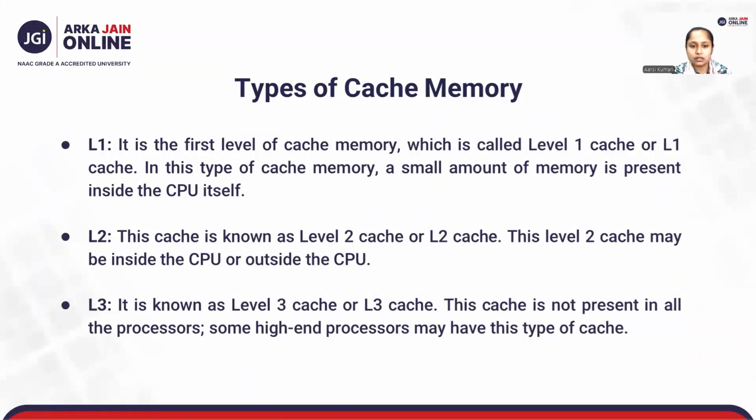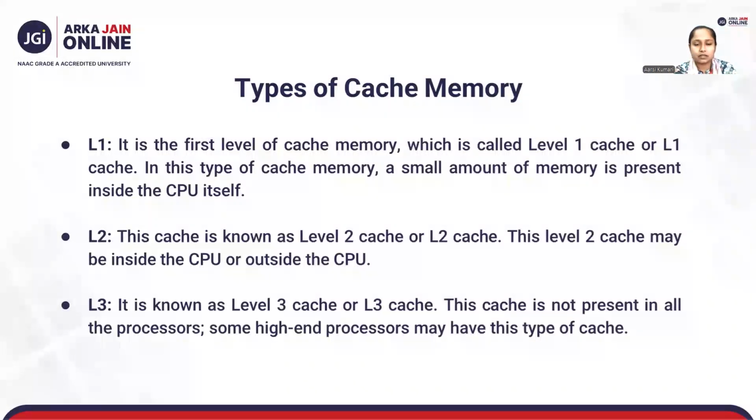Next is L2. This cache is known as level 2 cache or L2 cache. This level 2 cache may be inside the CPU or outside the CPU. All the cores of the CPU can have their own separate level 2 cache, or they can share one L2 cache among themselves. In case it is outside the CPU, it is connected to the CPU with a high-speed bus. The memory size of this cache is in the range of 256 KB to 512 KB. In terms of speed, it is slower than the L1 cache.